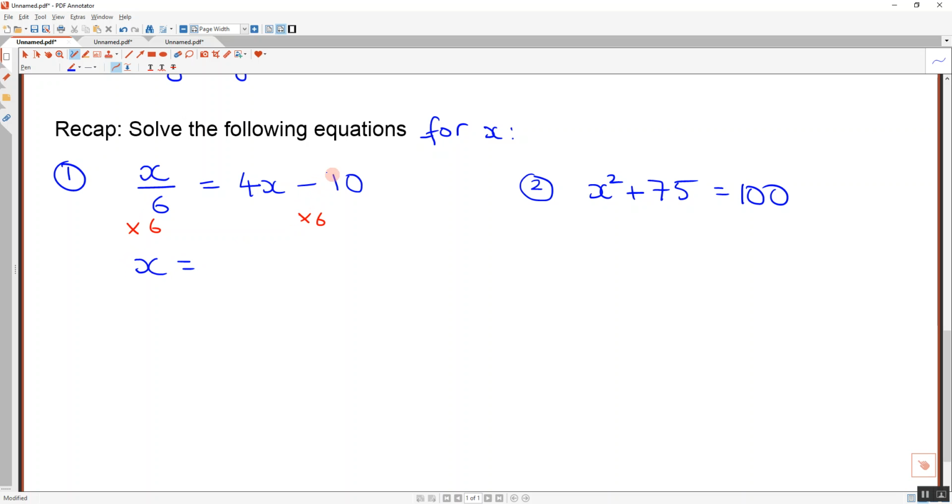On the right-hand side, what have I got? Neil: 24x minus 6. Right, 4x times 6. 6 4s are 24, so it's 24x minus 6 times 10 is 60. So I've gotten rid of the fraction, which is a little bit better. Now what am I going to do? I'm going to get all my x's together.